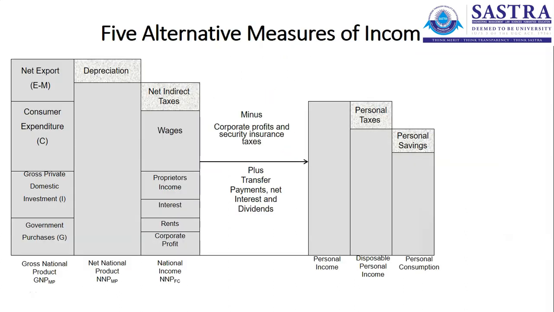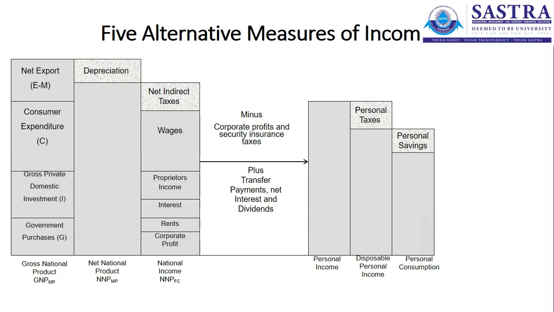Five alternative measures of income. In these five alternative measures of income, how will we calculate the gross national product at market prices, or at the prevailing rate, and how do we arrive at personal consumption? It is explained in this session through the different components represented in this particular diagram. Let me take how we calculate the gross national product at the market price. Are you aware of what gross national product at the market price is?